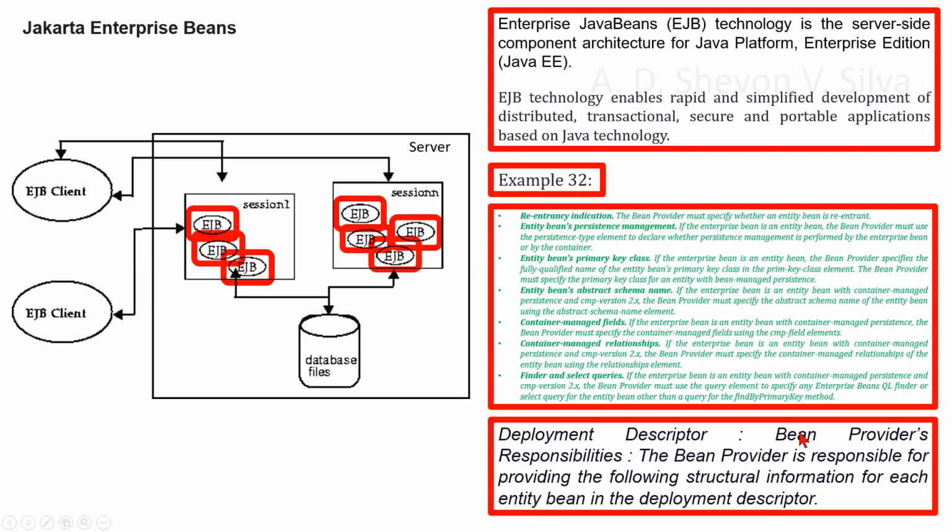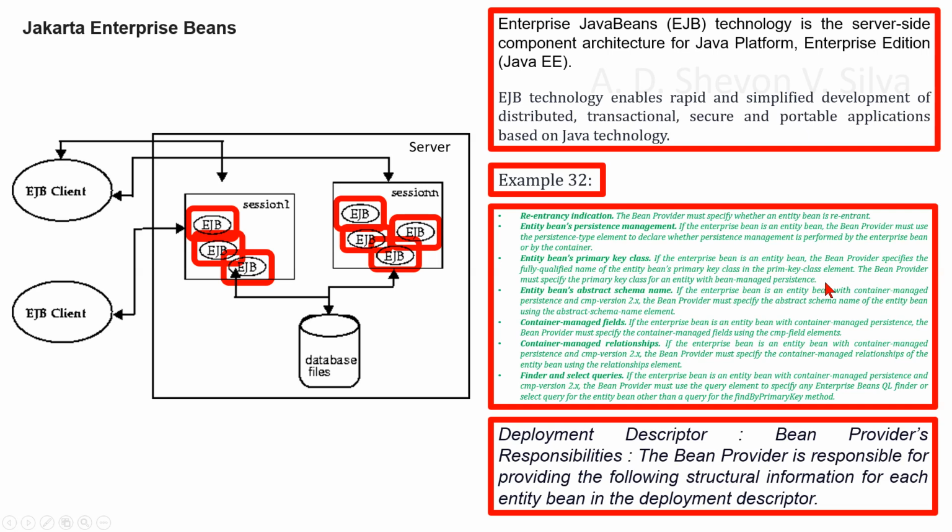Now we are considering the bean provider's responsibilities in the deployment descriptor. The bean provider is responsible for providing the following structural information for entity beans in the deployment descriptor. Re-entrancy indication: the bean provider must specify whether an entity bean is re-entrant. Entity bean's persistence management: if the enterprise bean is an entity bean, the bean provider must use the persistence-type element to declare whether persistence management is performed by the enterprise bean or by the container. Entity bean's primary key class: if the enterprise bean is an entity bean, the bean provider specifies the fully qualified name of the entity bean's primary key class in the prim-key-class element.